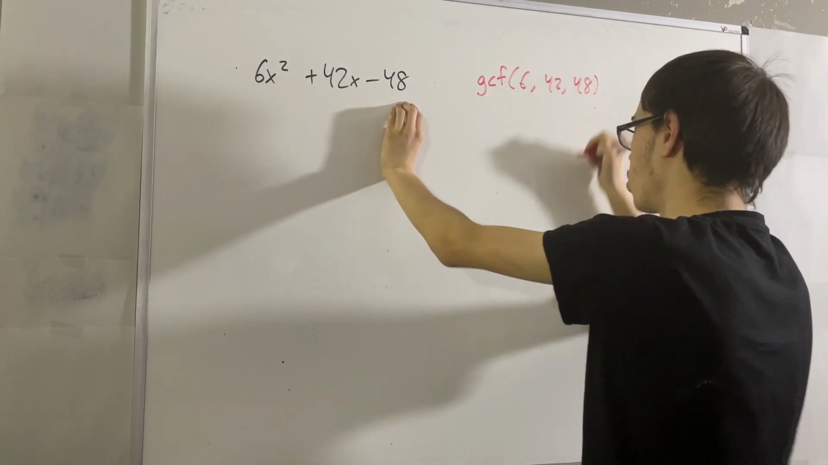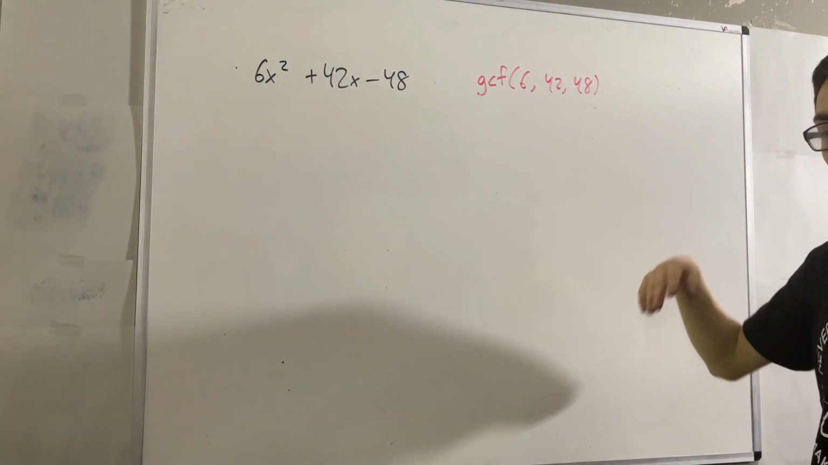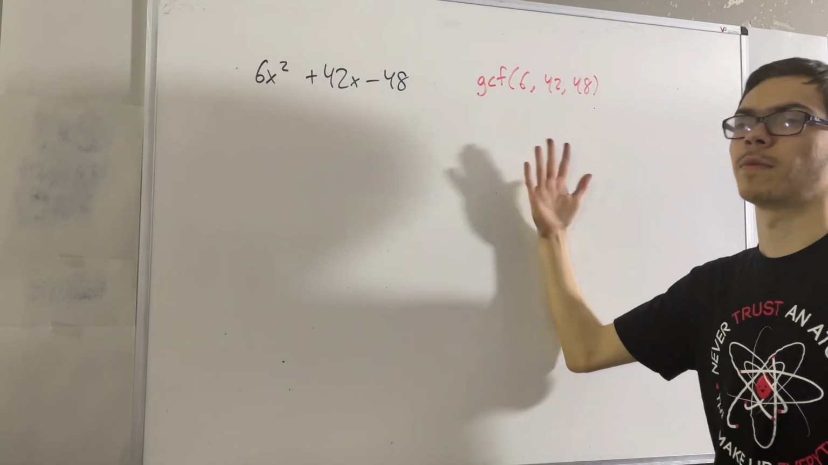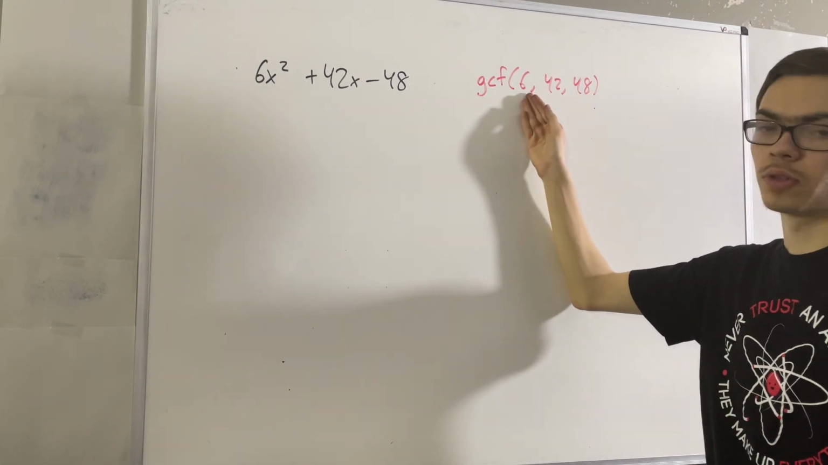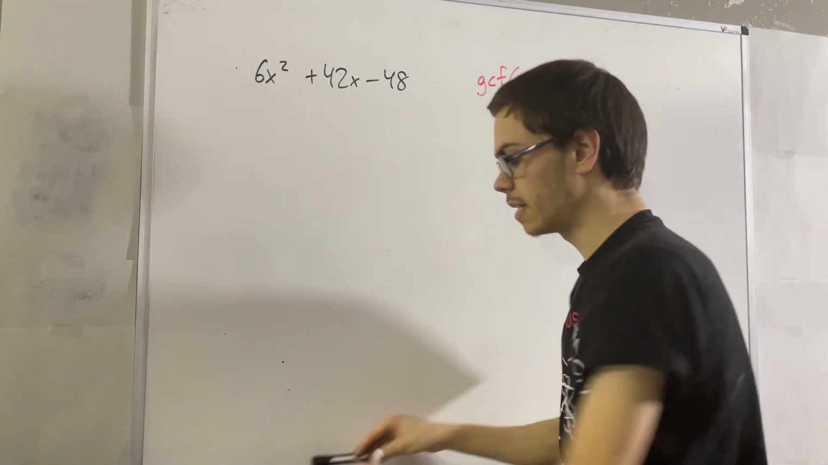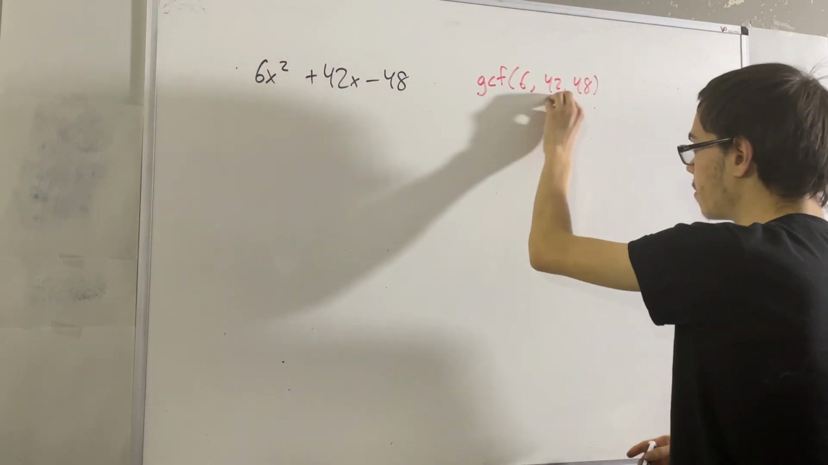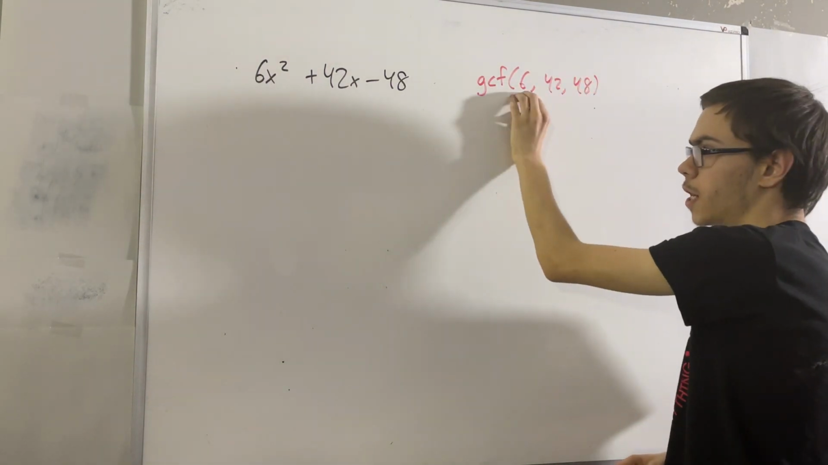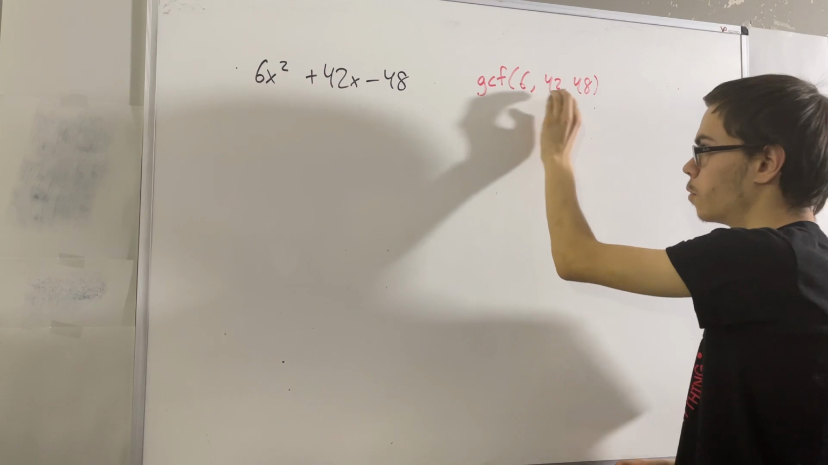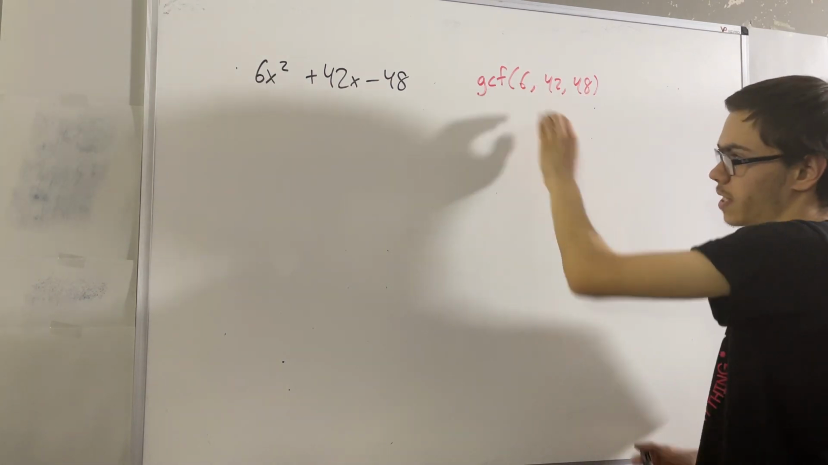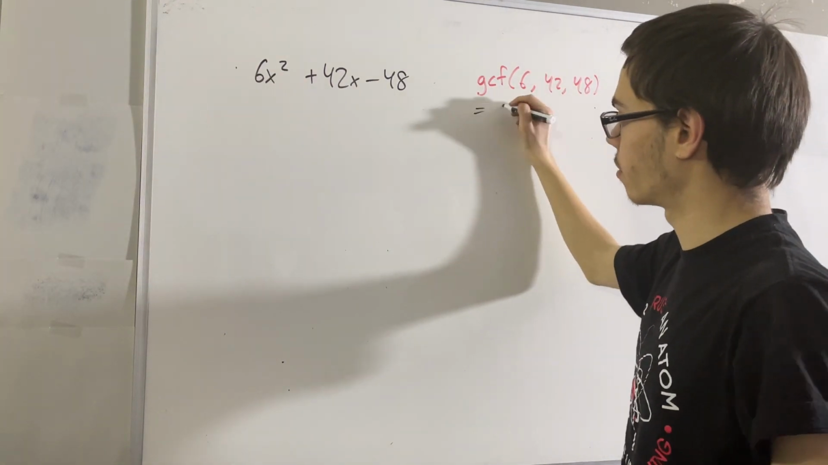Now, just like the trick we've been using, right? The largest possible value for the greatest common factor is the smallest number in the set. Well, we can see that each of the numbers in the set are multiples of the smallest number. Right? 42 is divisible by 6, 48 is divisible by 6. Therefore, the greatest common factor is 6.